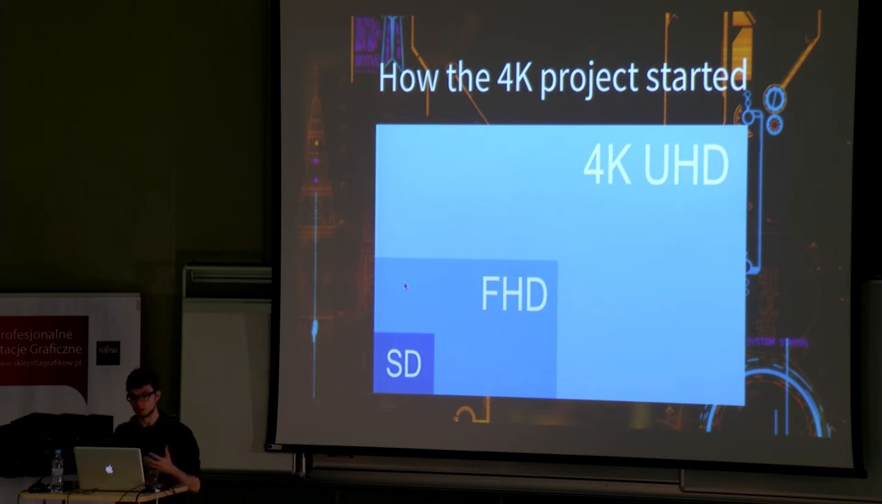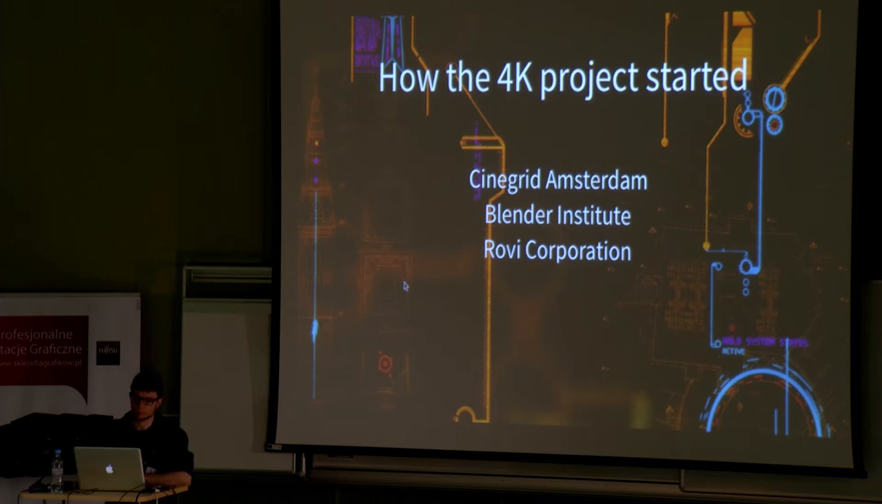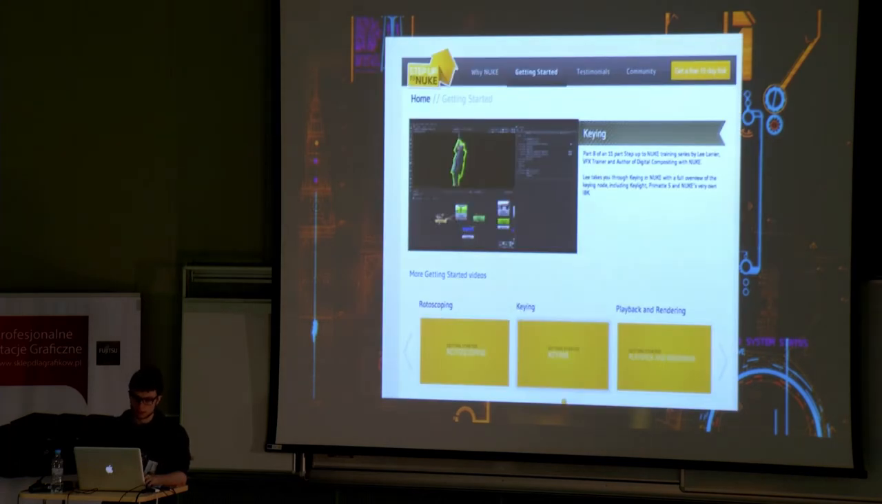a TV. So it's getting more and more interesting, because also Sintel maybe, the previous open movie, was also done in 4K, but it was really hard to show it because there was no place to show it besides an IMAX cinema, a high resolution projector. So the main players involved in the production of this 4K version were Integrate Amsterdam, the Blender Institute and Rovi Corporation, who provided the funds for working on this production. And this is just something interesting to know.